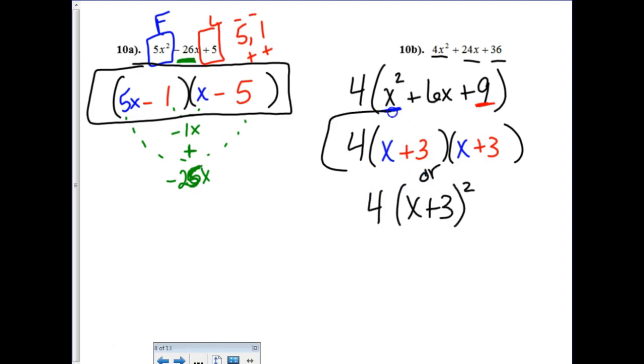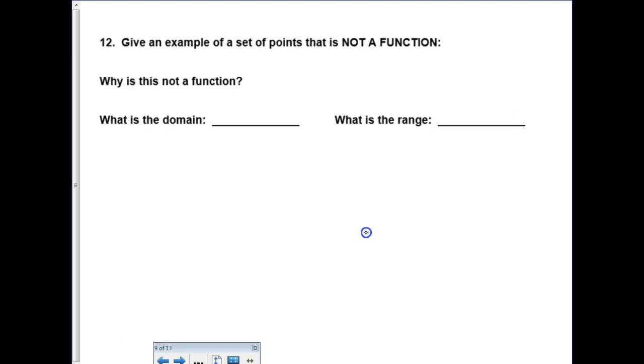Absolutely. I don't care how you write your final answer, as long as it's equivalent to my final answer. Most of you will choose to write it this way, but this way works as well. That doesn't often crop up. That's why that pattern wasn't really worth our time to memorize.